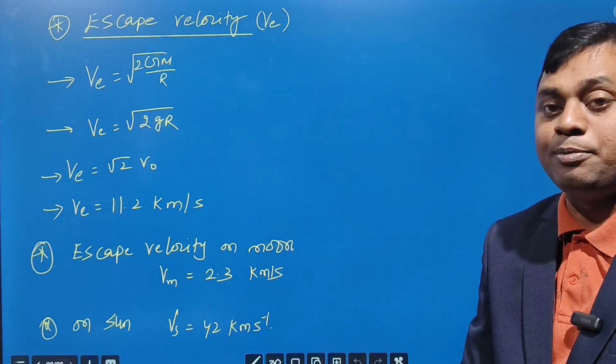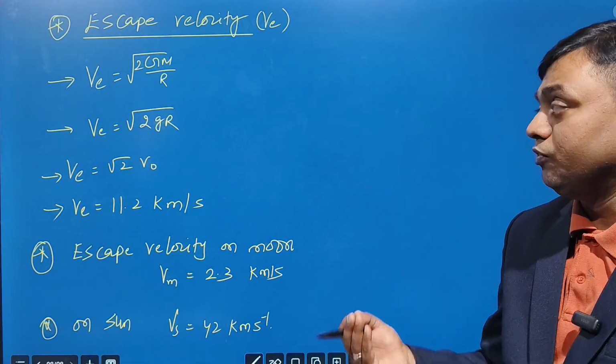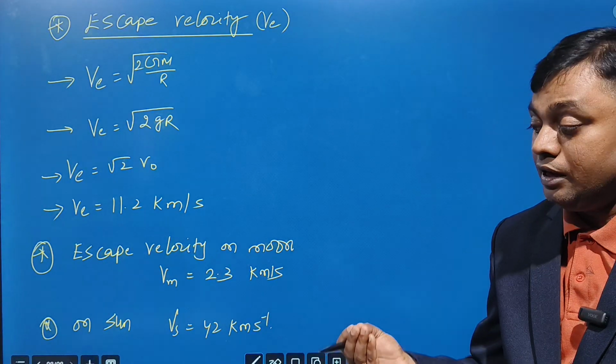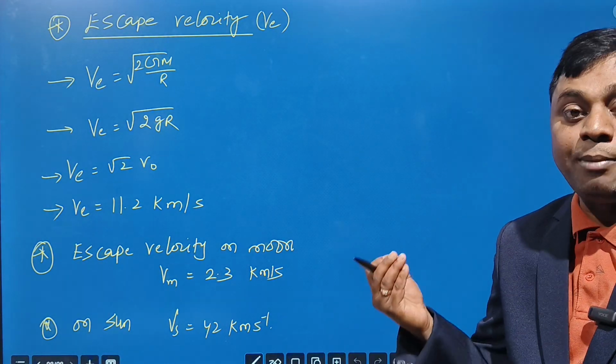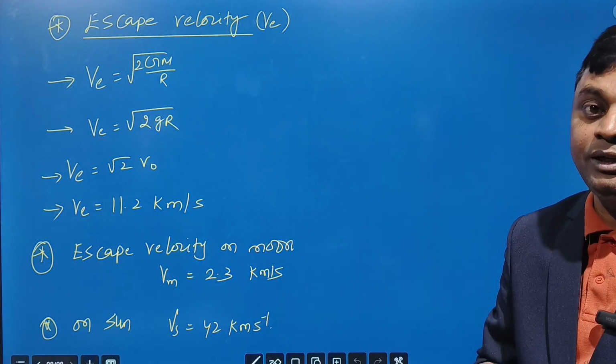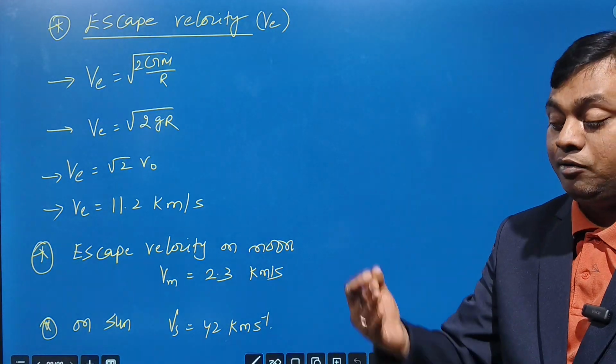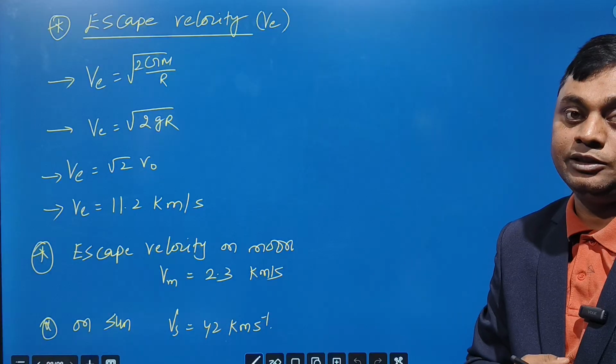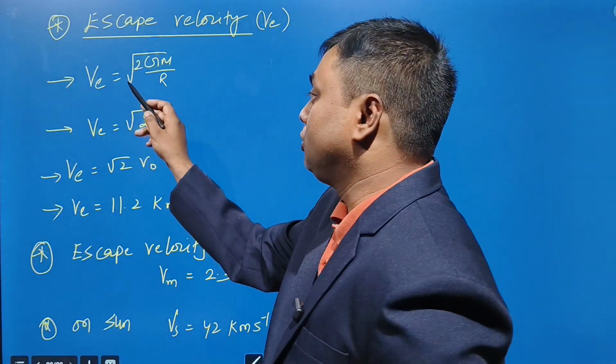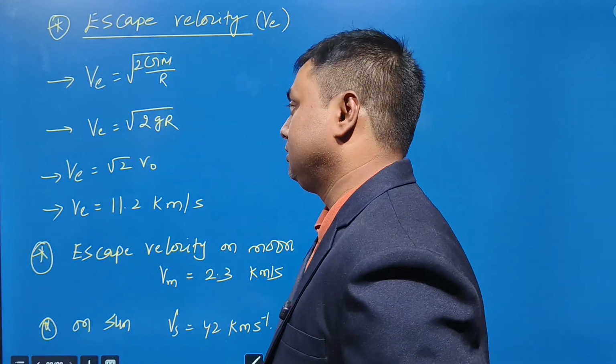Next we talk about escape velocity. Escape velocity is the velocity with which a particle is thrown from the surface of the planet so that it will escape the gravitational pull and never return back to the planet. So here escape velocity is square root of 2GM by r.